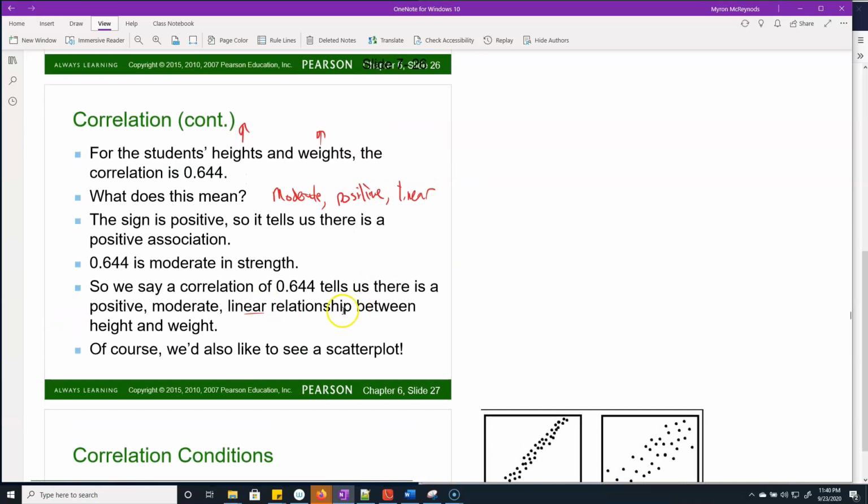We'd also like to see the scatter plot to see if there's any outliers or any weird parts of the data. They didn't give us a scatter plot here, but it's a good thing to see to be able to tell that fourth part, which is any kind of unusual things like outliers and such.